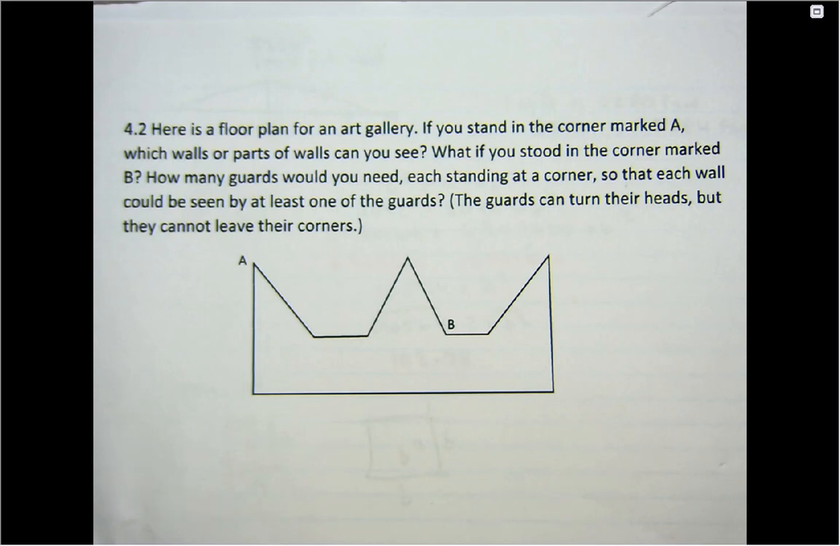Here's a floor plan for an art gallery. If you stand in the corner marked A, which walls or parts of walls can you see? What if you stood in the corner marked B? How many guards would you need, each standing at a corner, so that each wall could be seen by at least one of the guards? So the guards can turn their heads, but they cannot leave their corners.